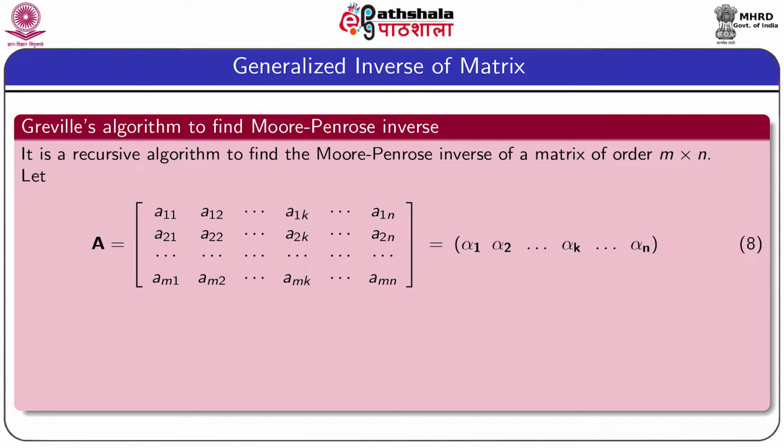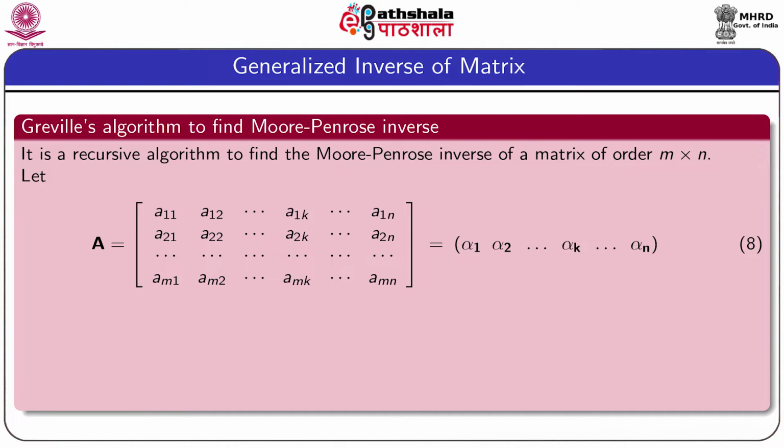Now, we present a very efficient method to find the Moore Penrose inverse. That method is known as Greville's algorithm. It is a recursion algorithm, and this algorithm is used to find the Moore Penrose inverse of a rectangular matrix of order m by n.